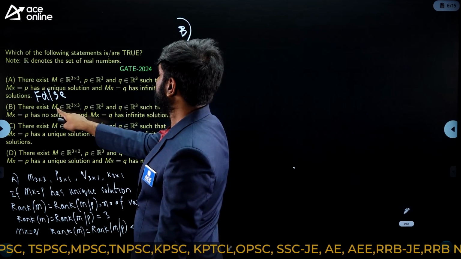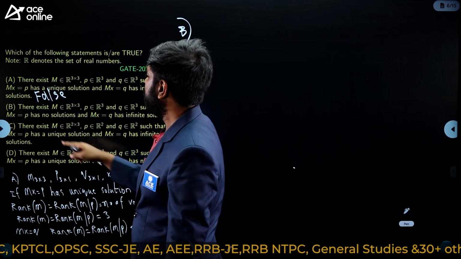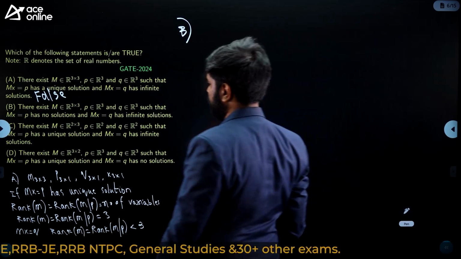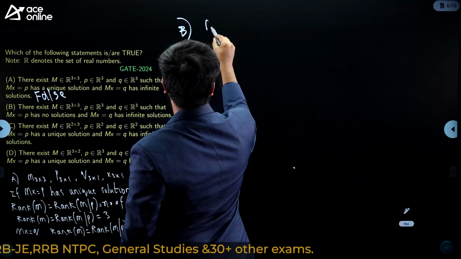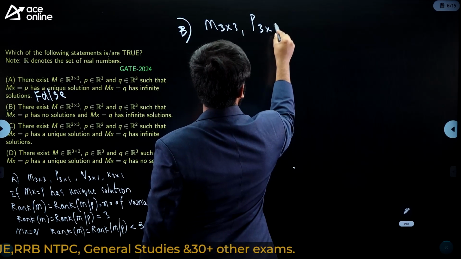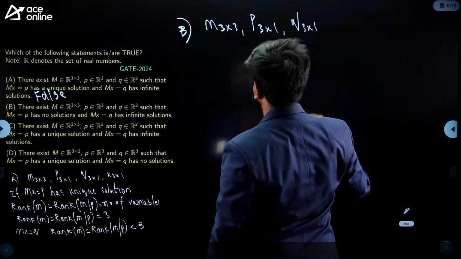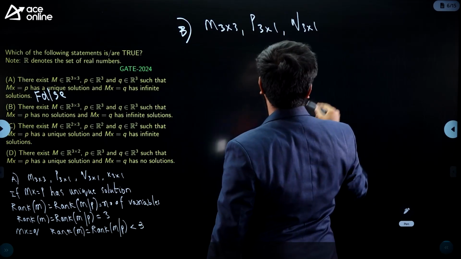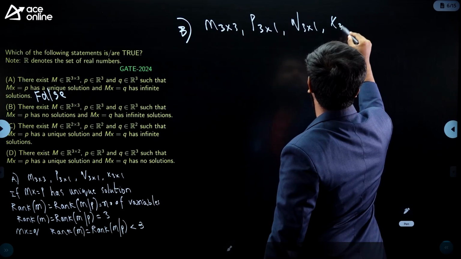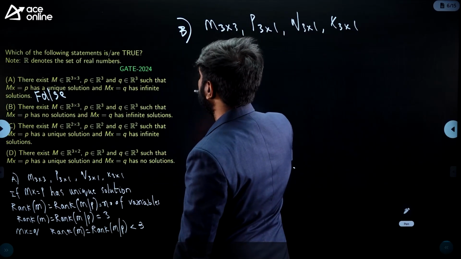Option B: M is a 3 cross 3 matrix, P is a 3 cross 1 vector, Q is also a 3 cross 1 vector, such that Mx equal to Q has no solutions and Mx equal to Q has infinite solutions. Okay, let's see. So once again, what is M? It's a 3 cross 3 matrix. What is P? It's a 3 cross 1 vector. What is Q? It's also a 3 cross 1 vector. They talk about Mx equal to P. Since M is multiplied with X, X should be a 3 cross 1 unknown vector. He says such that Mx equal to P has no solutions.